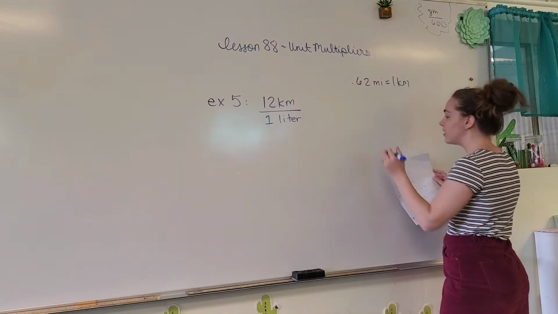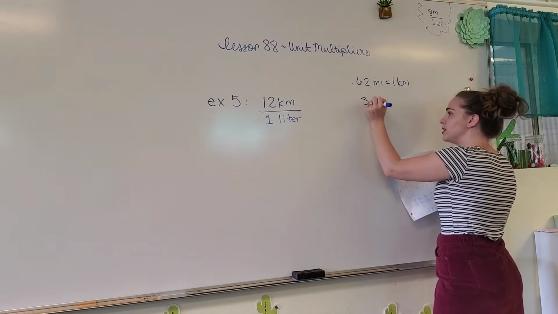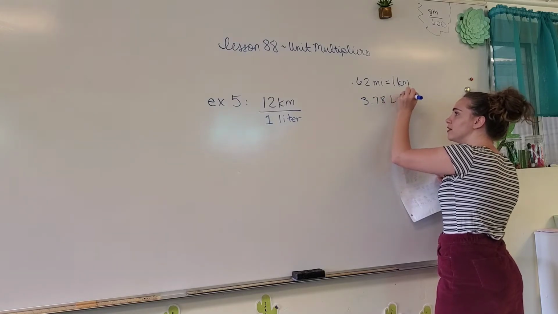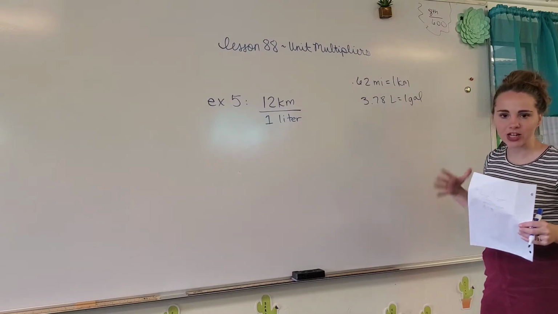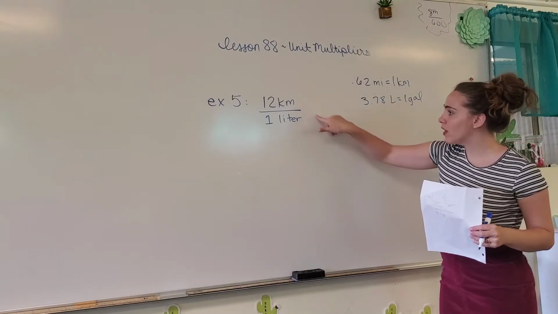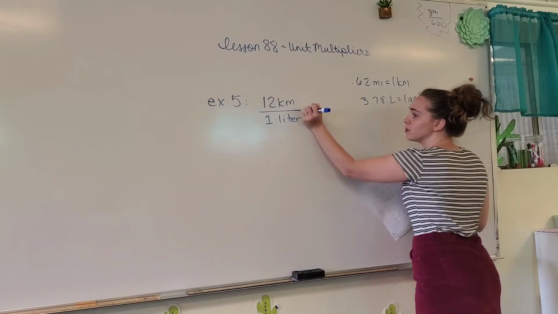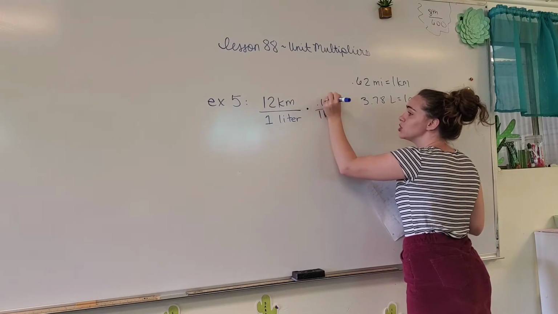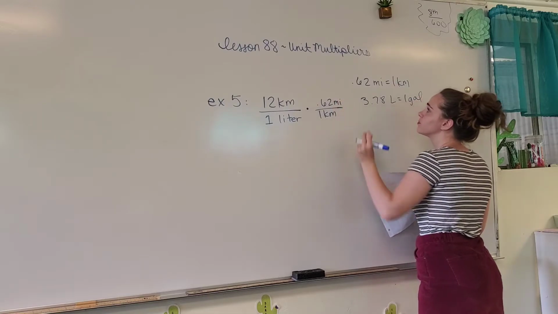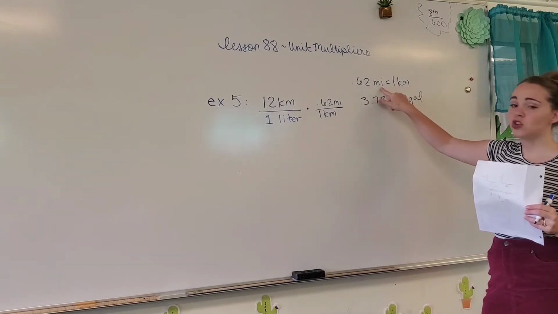And they told us that 3.78 liters is 1 gallon. So they gave us the unit multipliers. We just have to write them. So I'm going to put kilometers on bottom, right? Multiply. 1 kilometer is the same as 0.62 miles. And I put MI, so you know it's not meters.